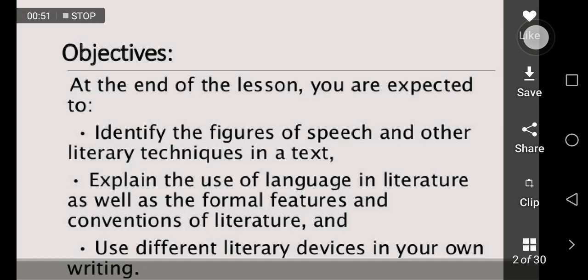These are some objectives. I want you to make it clear that at the end of the lesson you are expected to identify the figures of speech and other literary techniques in a text, explain the use of language in literature as well as the formal features and conventions of literature, and use different literary devices in your writing. So let's move further.